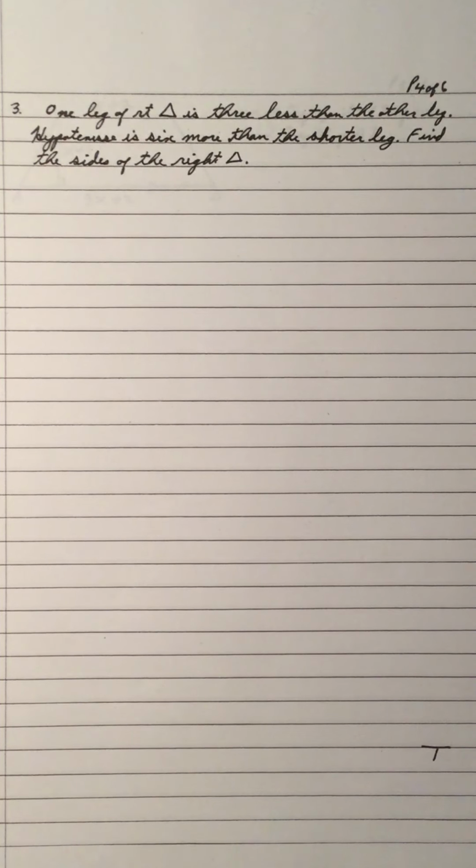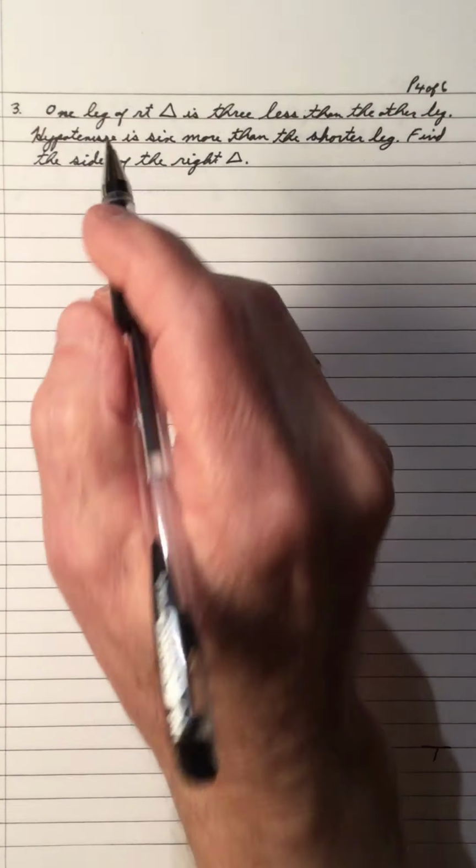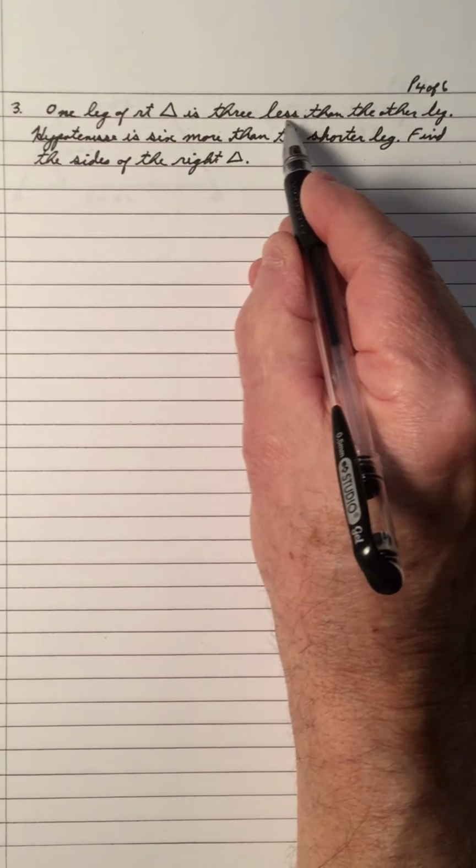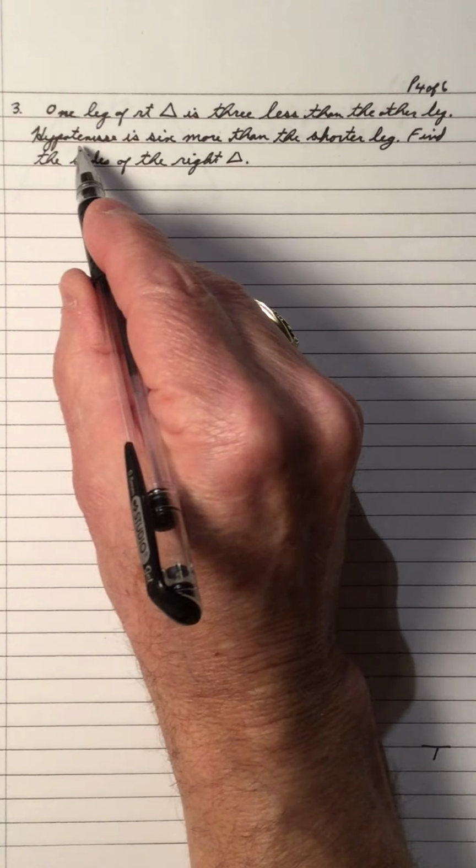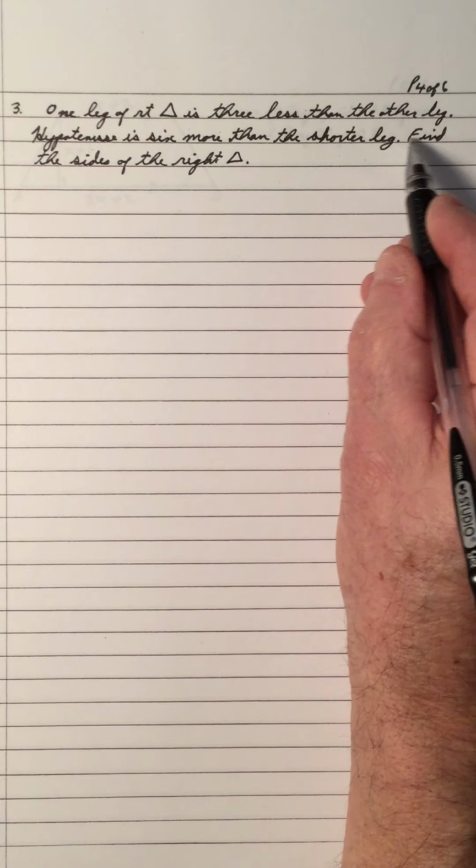And another problem. Don't forget to pause your video and work this out beforehand. If you had the previous one right, give yourself a mark. Here we go. One leg of a right triangle is 3 less than the other leg. The hypotenuse is 6 more than the shorter leg. Find the sides of the right triangle.